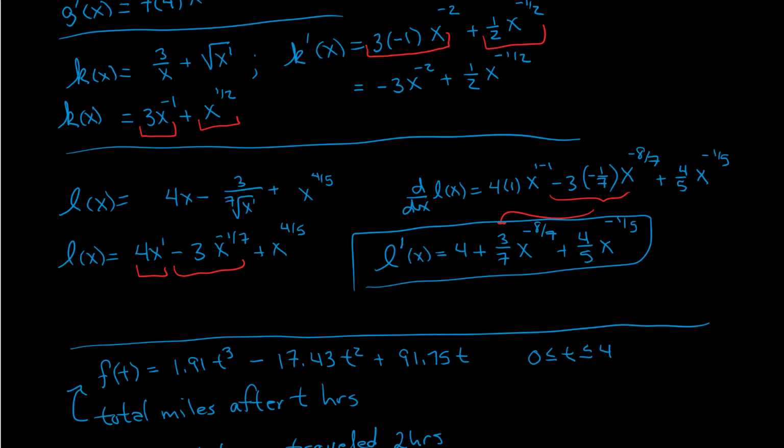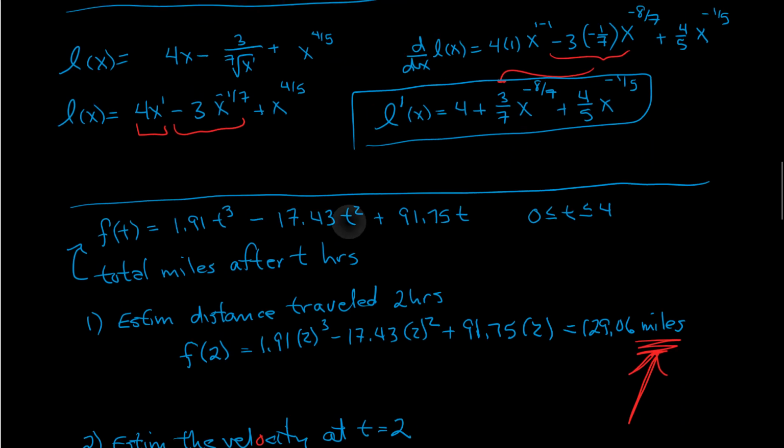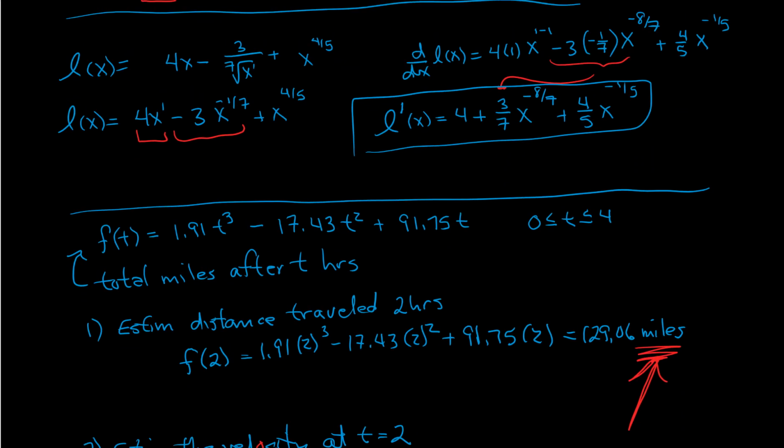Let's take a look at another example, something a little bit more involved. It involves three terms. The first term, the 4x, that's good to go. That's 4x to the first power. The second term, 3 over the 7th root of x, I'm going to rewrite that. That's going to become a minus 3x raised to the first power with a 7th root. So it's going to be a negative 1 divided by 7. The third term continues to be x to the 4/5.